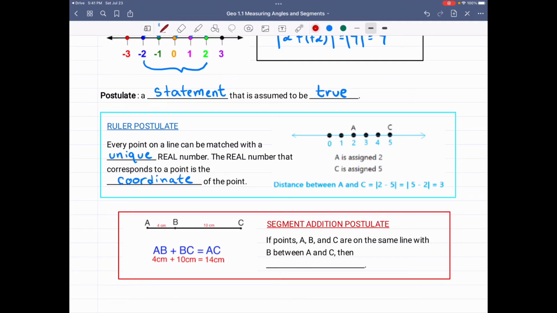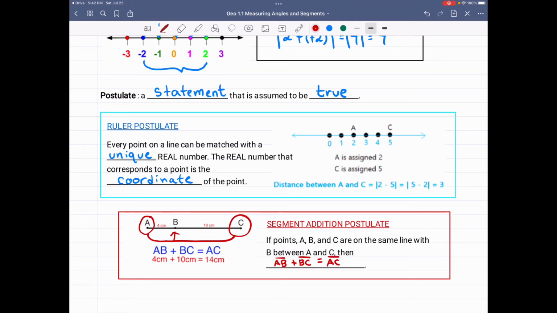The next postulate is the segment addition postulate. If points A, B, and C are on the same line, with B between A and C, so look at that, you see points A and point C, and B is between them, then you can say that the segment AB plus the segment BC has to be equal to the length of the full segment, AC.